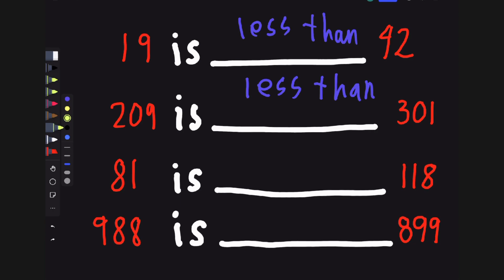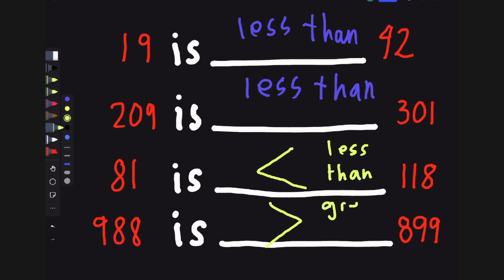We know that 81 is smaller than 118, so he's going to chomp this guy. 81 is also less than. 988 is greater than 899. So he's going to chomp that guy. Greater than.